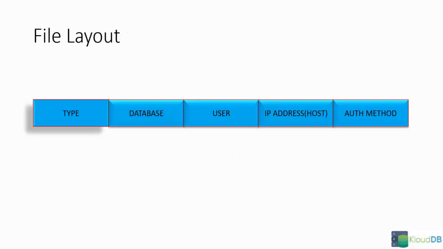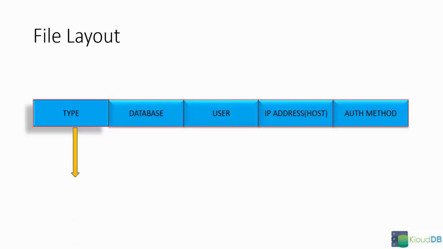Let us explore the file layout. The file contains several lines, and each line has multiple fields. We're going to see what each field means. Typically, any given record has these specific fields: type, database, user, IP address, host, and authentication method.